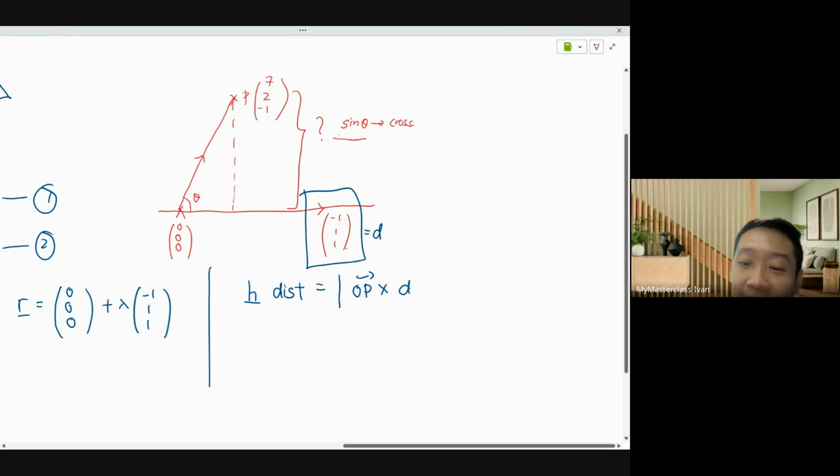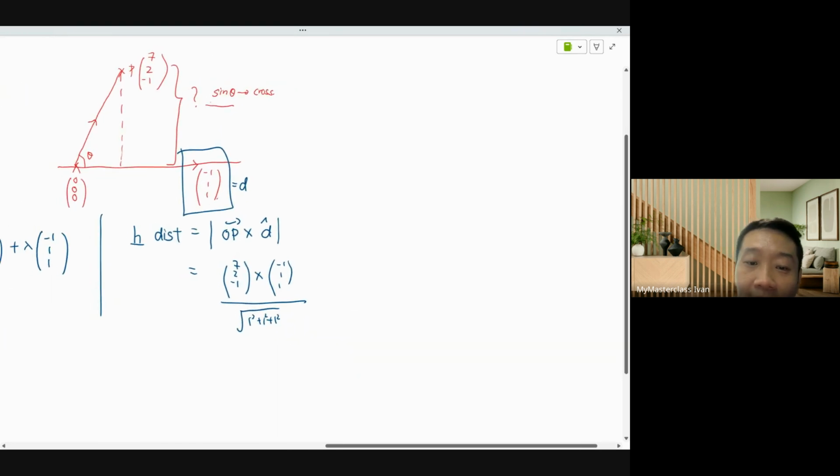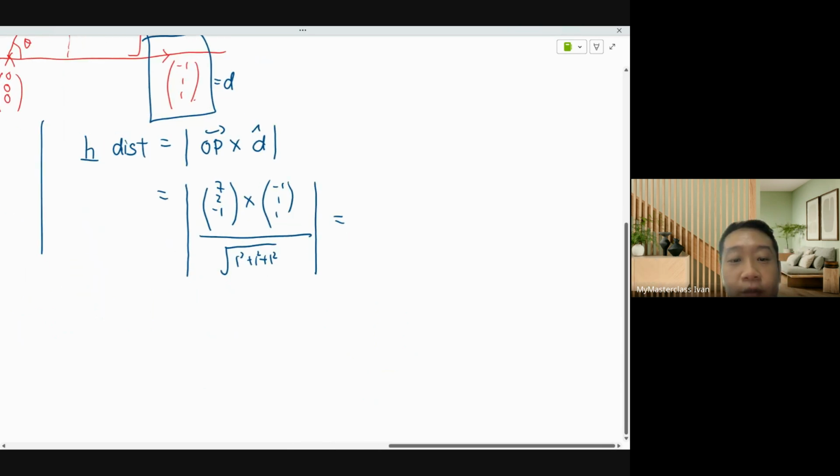Dot cross D hat. Okay, so that's the formula for perpendicular distance. OP is actually just (7, 2, -1) cross (-1, 1, 1) over the square root of 1 squared plus 1 squared plus 1 squared. And then you need a magnitude on the outside because you want the magnitude of this, the perpendicular distance.